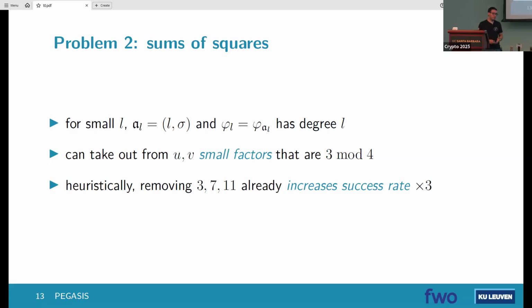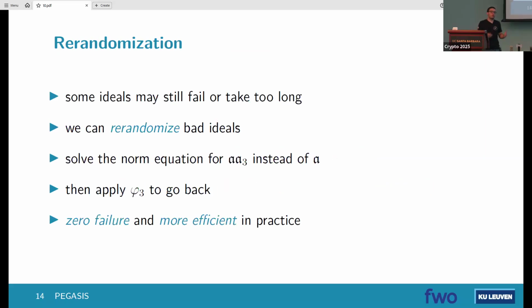And we observe heuristically that only by removing 3, 7, and 11, that are the first 3 primes that are 3 mod 4, the probability of expressing a number as a sum of two squares increases by a factor of 3. Now, we're almost good to go in the sense that now most ideals will have a solution, and we'll have a solution that we can find quickly. But some ideals may still fail or take too long to solve, and we don't want that.